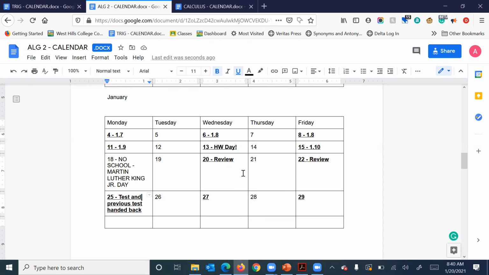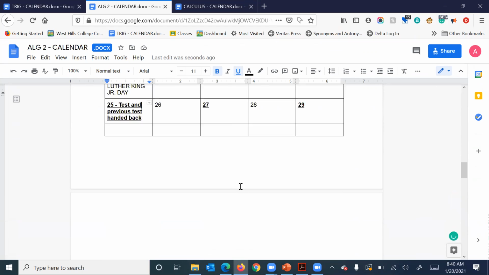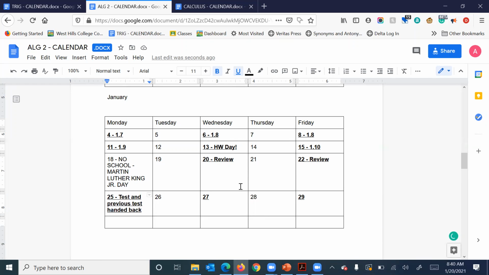This is the way I keep track of where we're at in the class, and hopefully if you have a question like, hey, what are we doing? Okay. And then after that, we are going to set up for the end of the semester stuff. We'll see.